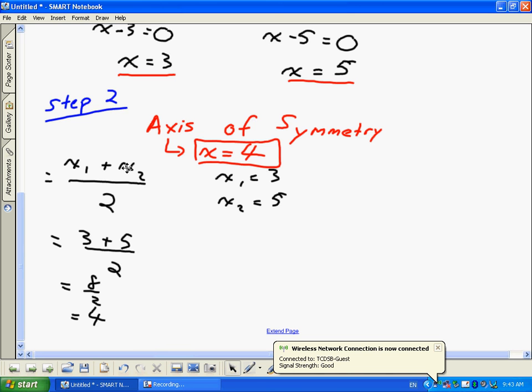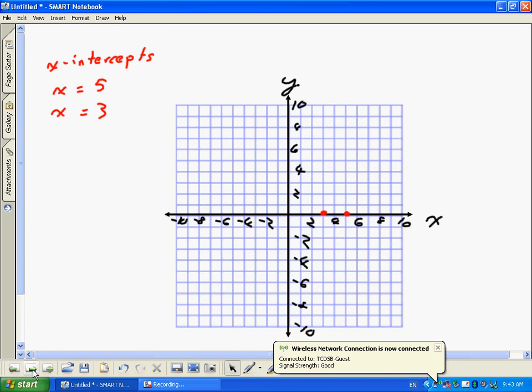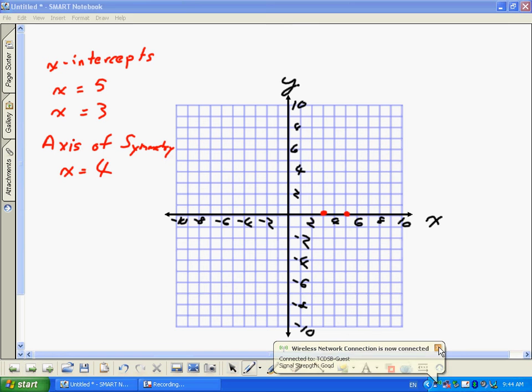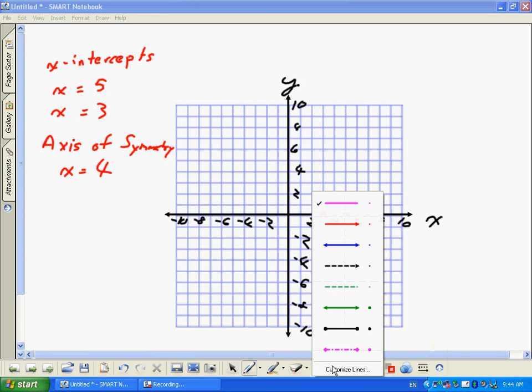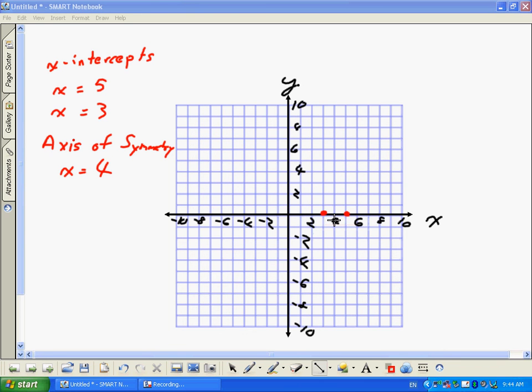So we have our axis of symmetry is x equals 4. Put that up here, axis of symmetry. We know that is x equals 4. So what that means is we have a line right on 4 that goes straight up and down. That's our axis of symmetry. So that's going to be the middle of our parabola.